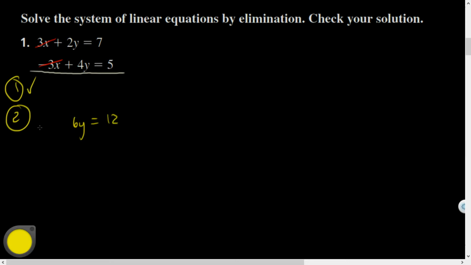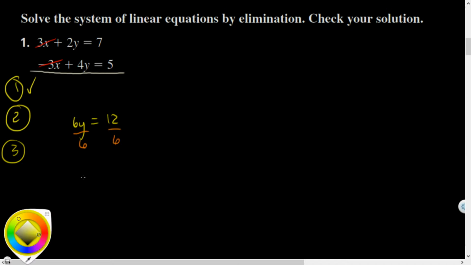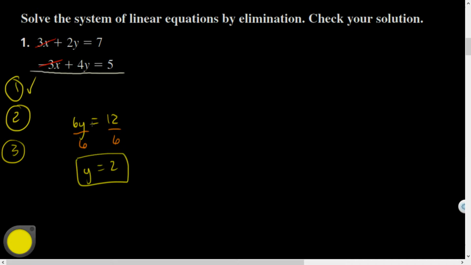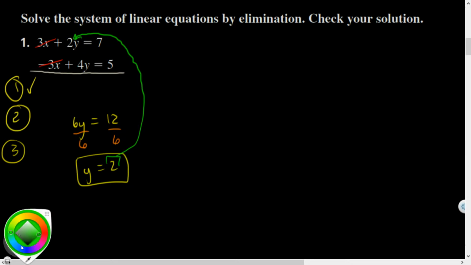So the benefit of the elimination method is it gets rid of one variable, giving us a single equation in a single variable. How do I solve for y? Divide by 6. And I get y equals 2. Half of my answer. If I want to find x now, I can plug this in for either of the original equations. I'll plug it in there, I guess.